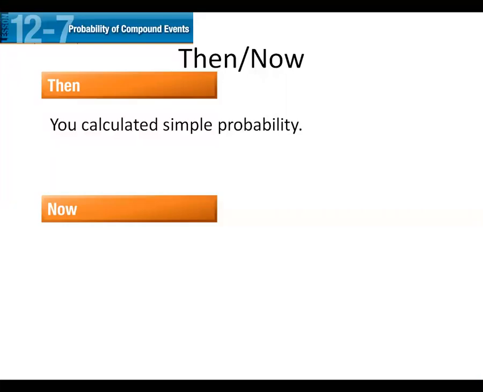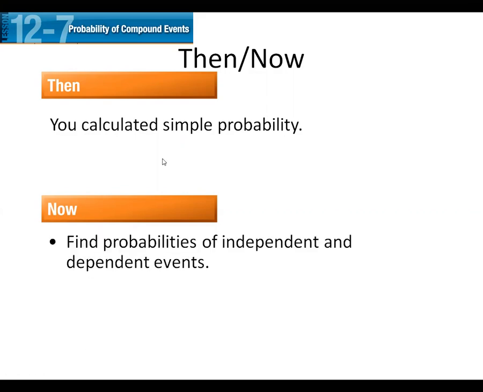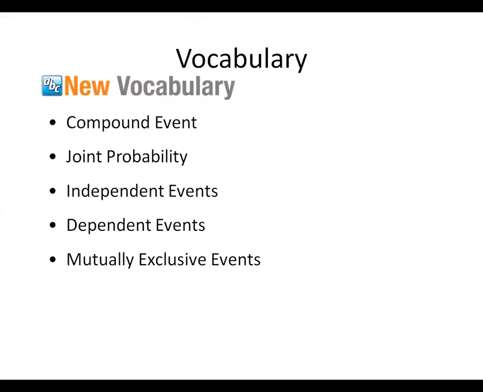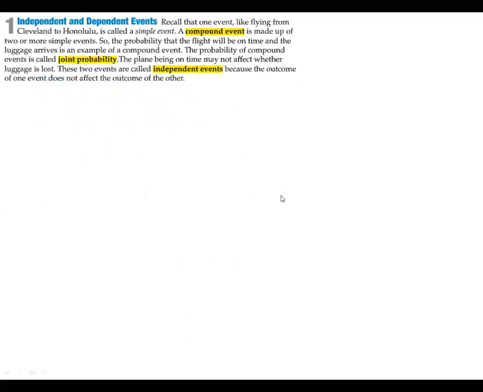All right, Chapter 12, Section 7, Probability of Compound Events. So previously, we calculated simple probability. And now we want to find probabilities of independent and dependent events, as well as find probabilities of what are called mutually exclusive events. So we got several pieces of vocabulary here today, and we'll go over what each of these means throughout the lesson. But compound event, joint probability, independent events, dependent events, mutually exclusive events.